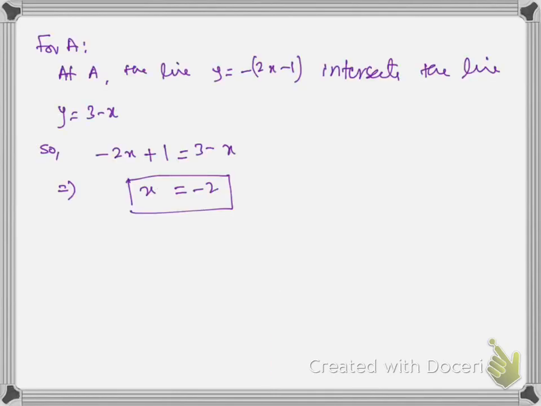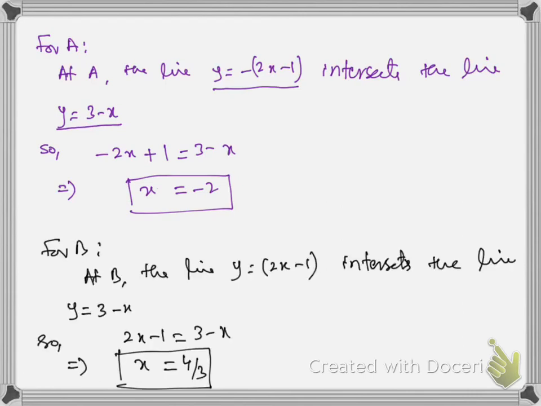Let's solve the equations for the x coordinates of A and B. At A, the line y is equal to minus 2x minus 1 intersects the line y is equal to 3 minus x. Therefore, the x coordinate of A would be minus 2. Now, let's work for the x coordinate of point B. Hence, the x coordinate of point B is 4/3.